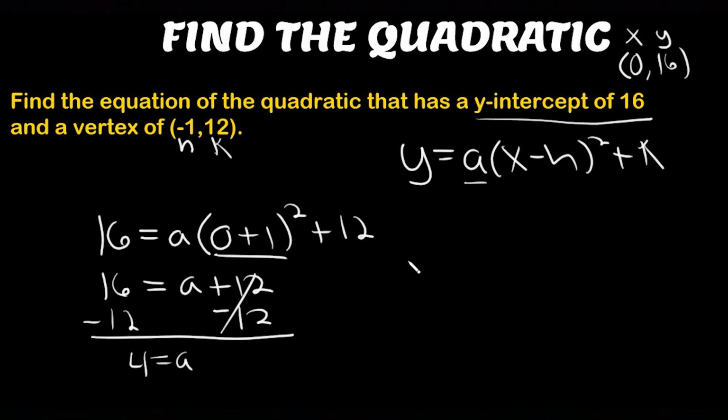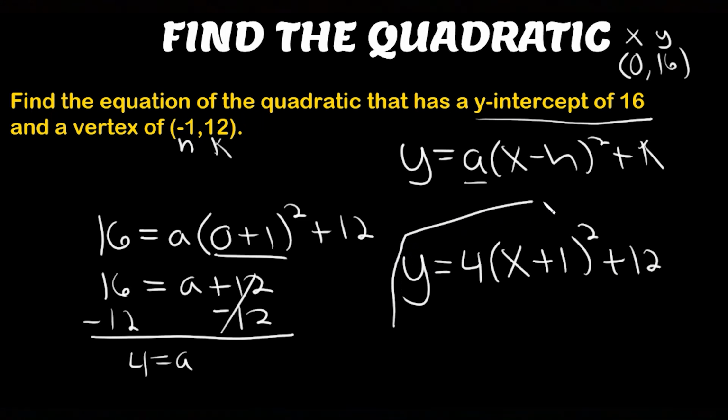So putting it all together now, we have y equals a, which is 4. Then we have x. My h is a -1. Plugging it in, it becomes +1 squared. And then my k is positive 12. Okay, done. So again, here's the equation of the quadratic that has a y-intercept of 16 and has a vertex of -1, 12. Okay, so that is it.